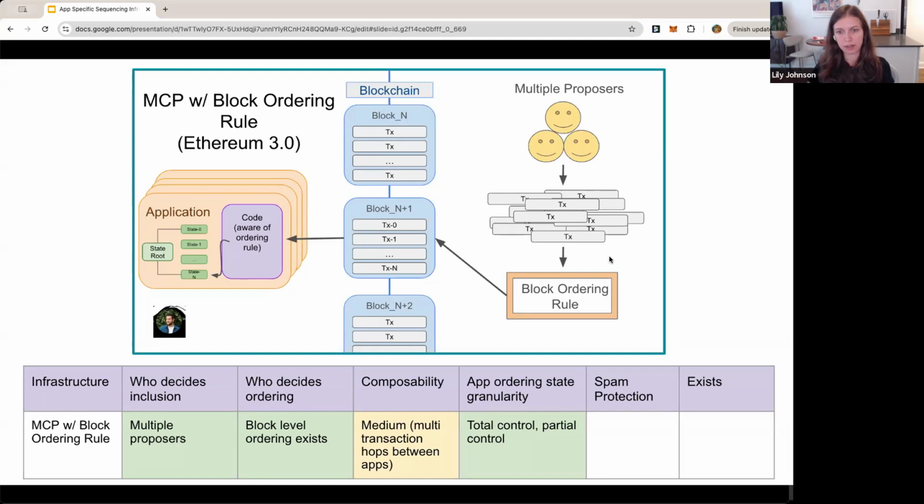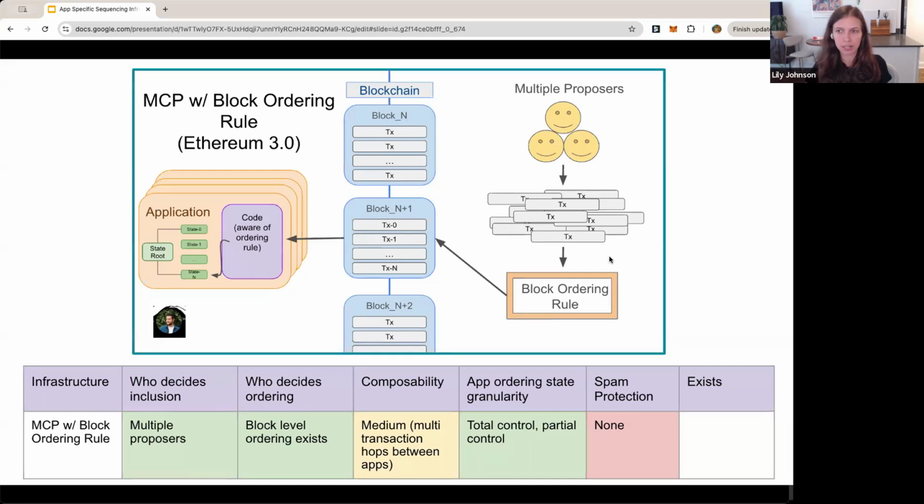In terms of state granularity, in this one, apps have total control. I guess you don't really need the partial control part because the block ordering rule is actually just the normal default way. So that's pretty cool.